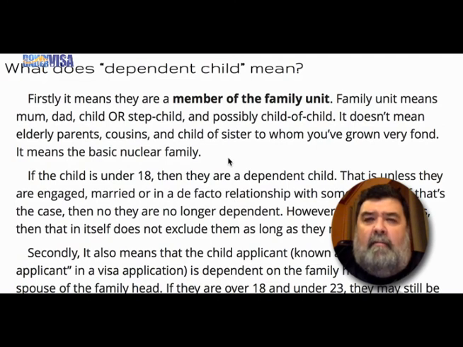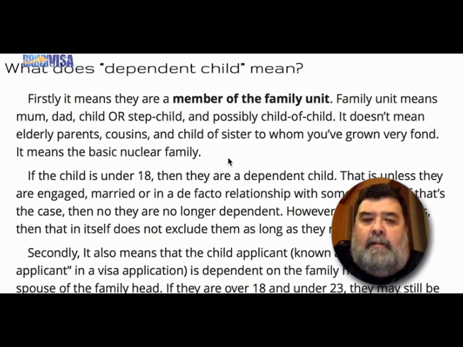Firstly, it means they are a member of the family unit. Now, family unit means mum, dad, child or stepchild, possibly child of child. In other words, yes, if a daughter happens to have a child and she's dependent, the child is therefore dependent on mum and dad as well. Now, it doesn't mean elderly parents, it doesn't mean cousins, it doesn't mean the child of the sister who you've grown very fond of and treated as your child. It means the basic nuclear family, mum, dad and kids.